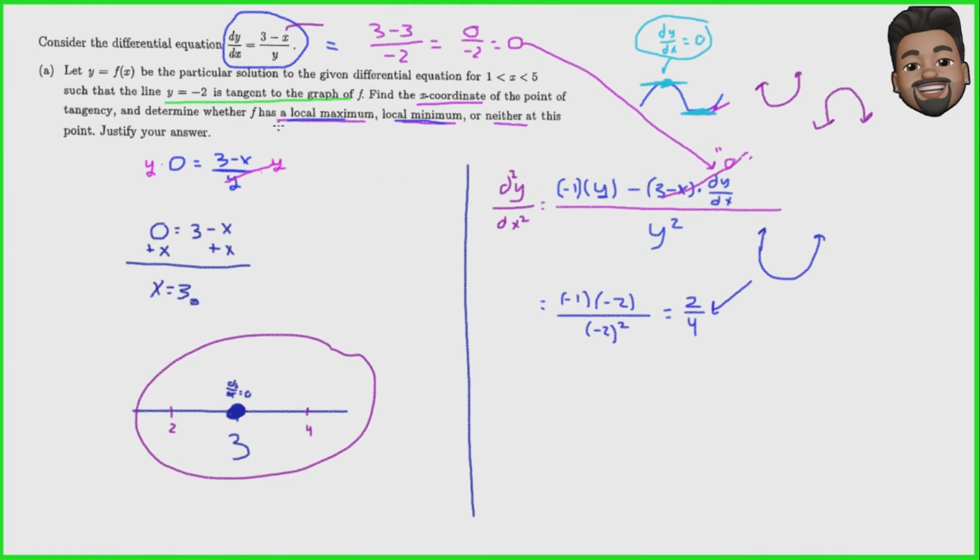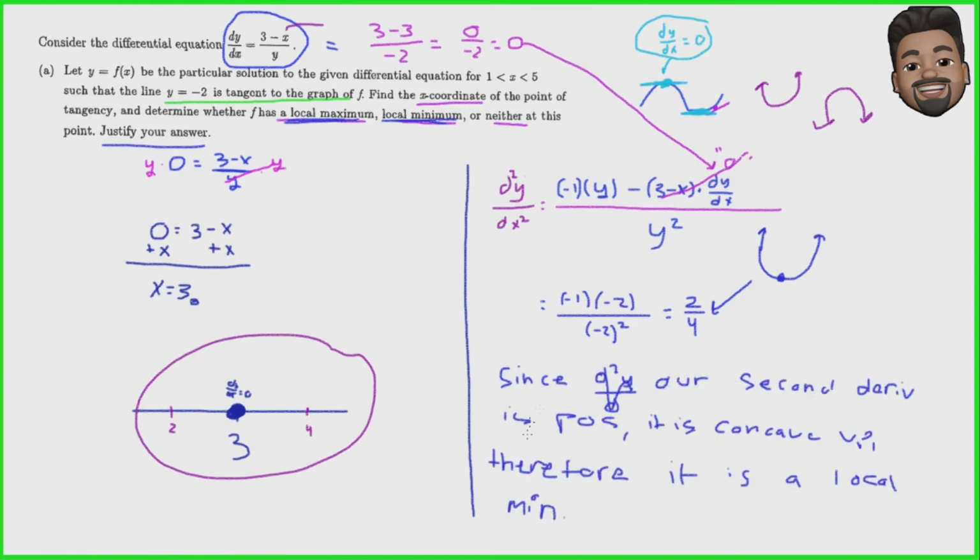So now we know, is it a local maximum or a local minimum? Well, it's got to be a local minimum because it is concave up. And that second derivative was the key. So now when it says justify your answer, I'm going to go ahead and write. Give me one moment.